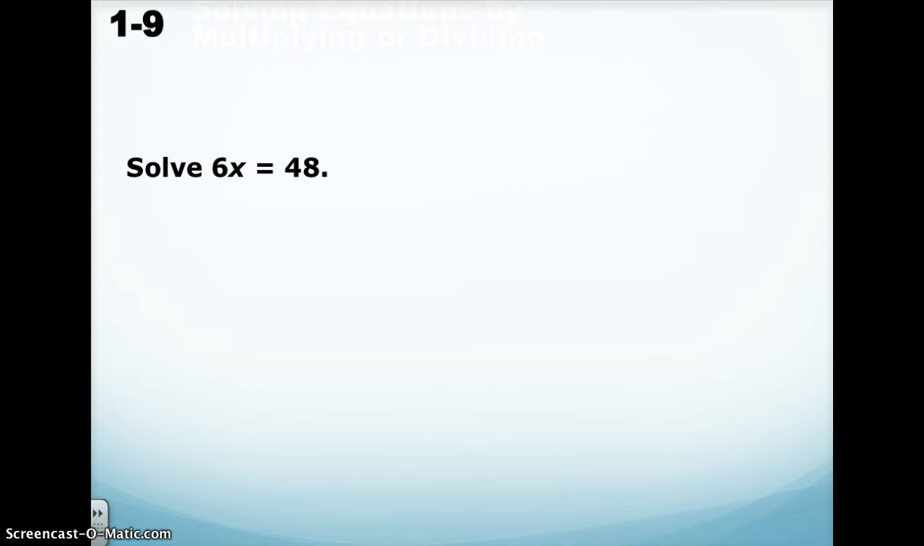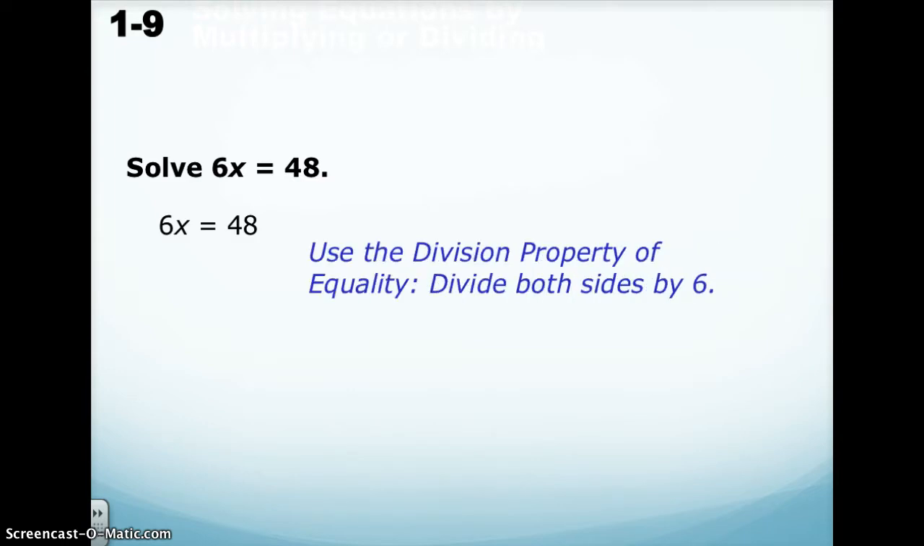Solve 6x equals 48. What we're trying to do is get the variable by itself. We're figuring out what 6 times what number equals 48. Well, I know you know the answer is 8. But what if we don't know? We need to understand how the steps work. If we want to get x by itself, we have to reverse the operation. Since it's 6 times x, the opposite would be to divide by 6.